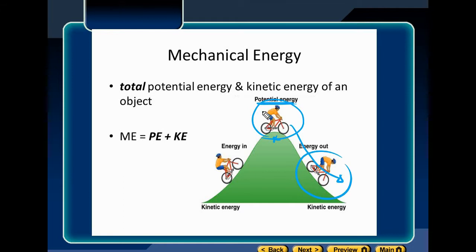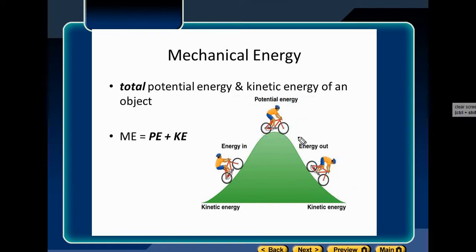When he starts to move down, this potential energy changes form to become kinetic energy. Both with each other, it will become the mechanical energy. Okay, that is the mechanical energy. Now we have here kinetic energy. Now when he moves up like that, here he has potential energy. When he moves down again, it changes from potential energy to kinetic energy. Like that. That is mechanical energy, the total potential and the kinetic energy with each other for the object.